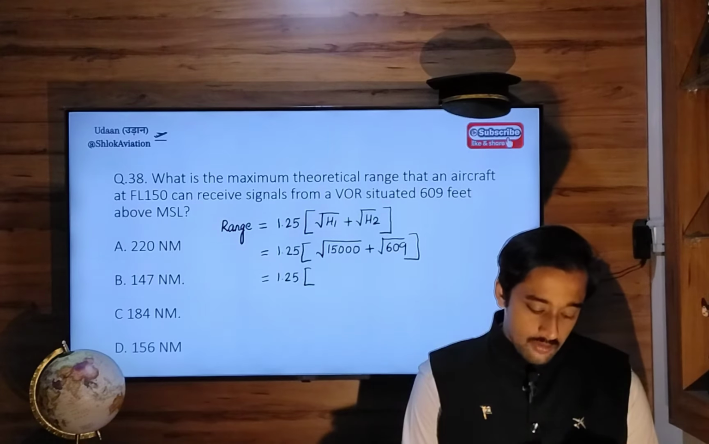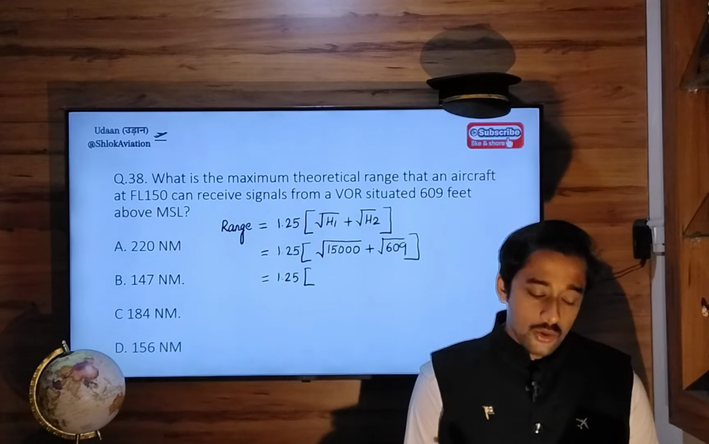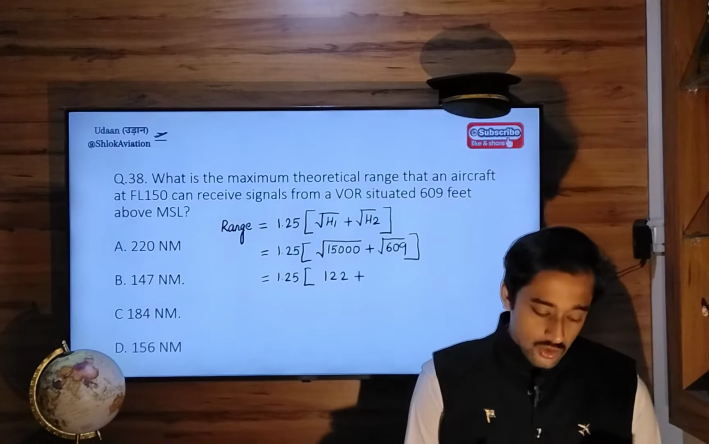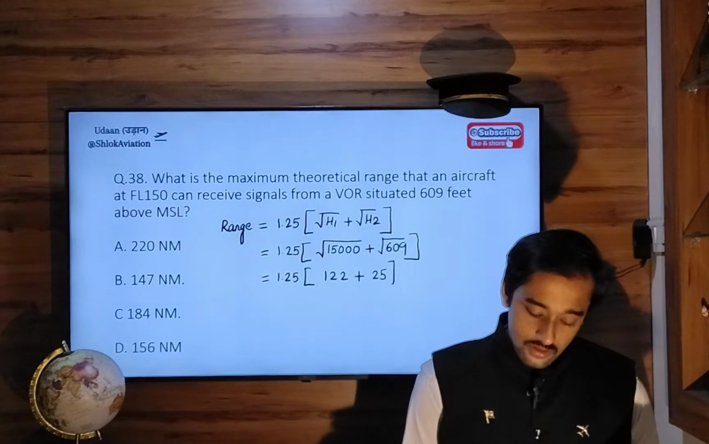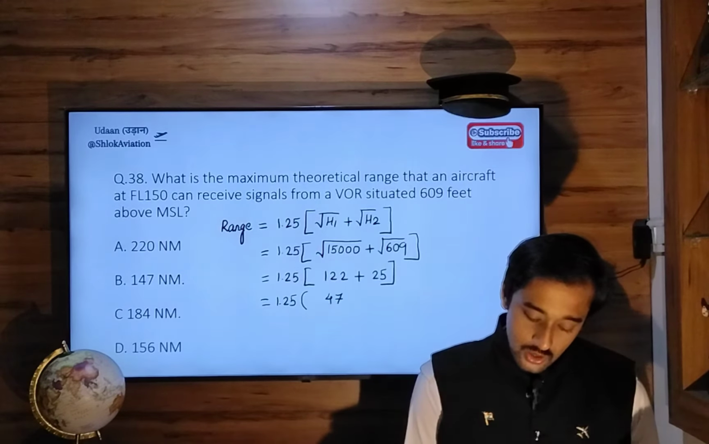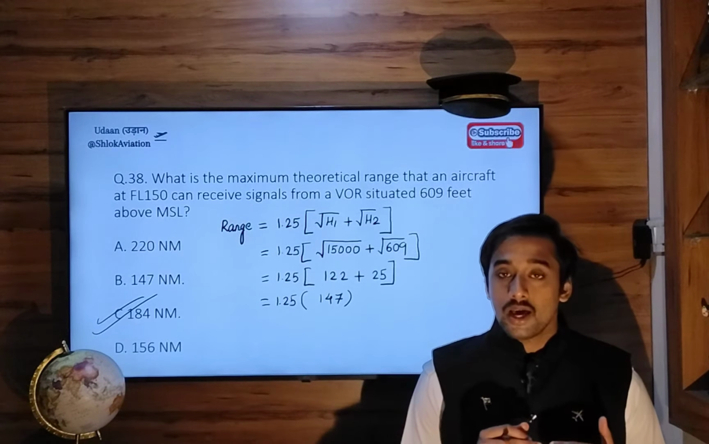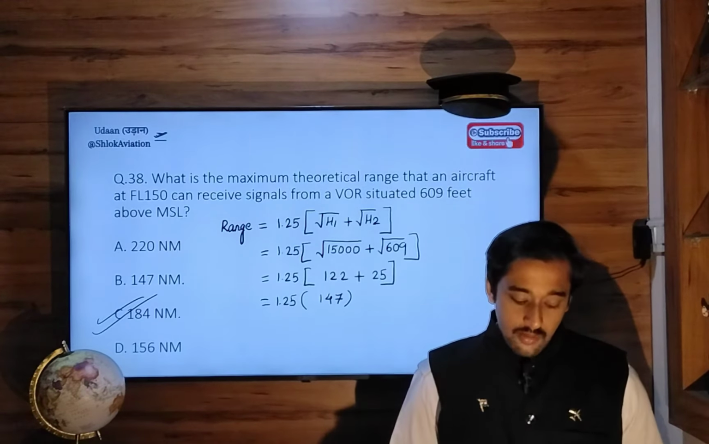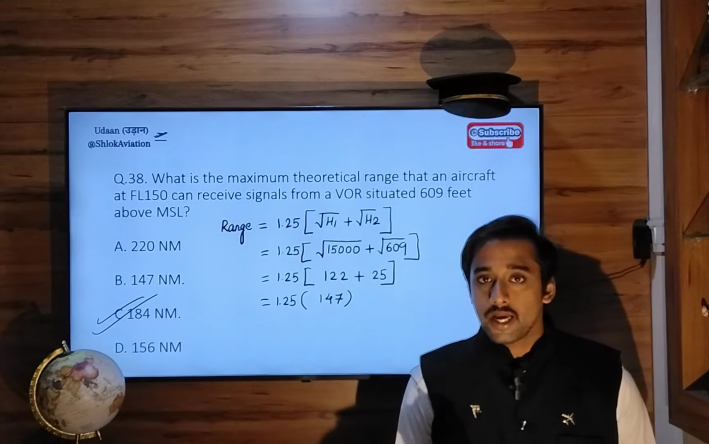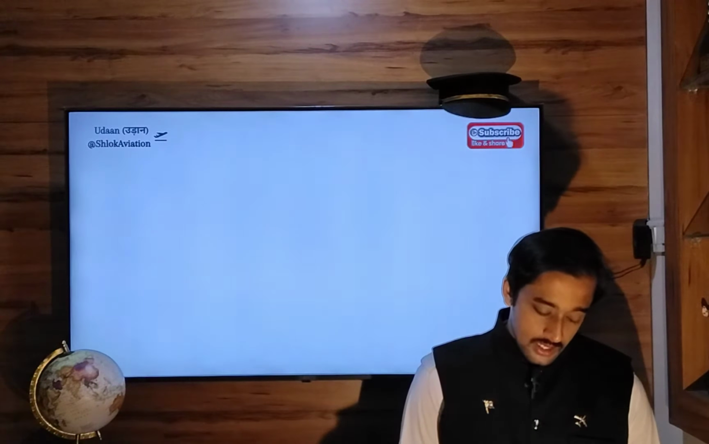Square root of 15,000 will be approximately 122. Square root of 609 will be approximately 25. So 1.25 into 147 is 183.75, so approximately 184 nautical miles. So if you're flying at flight level 150 and the VOR is at 609 feet, the maximum range at which you can use this VOR for navigation will be 184 nautical miles. Let's go to question number 39.